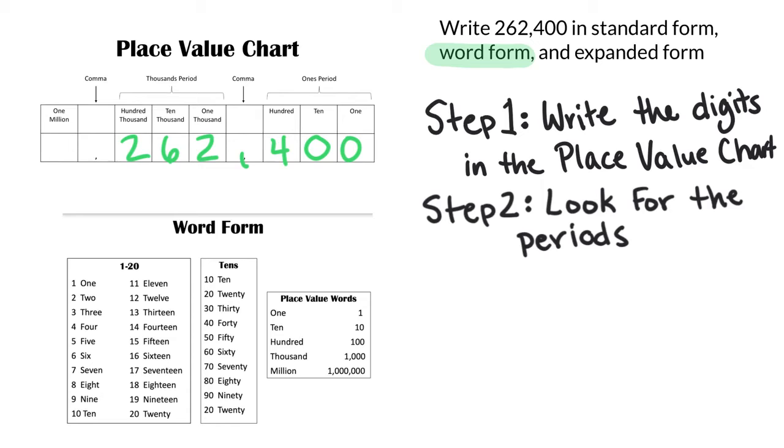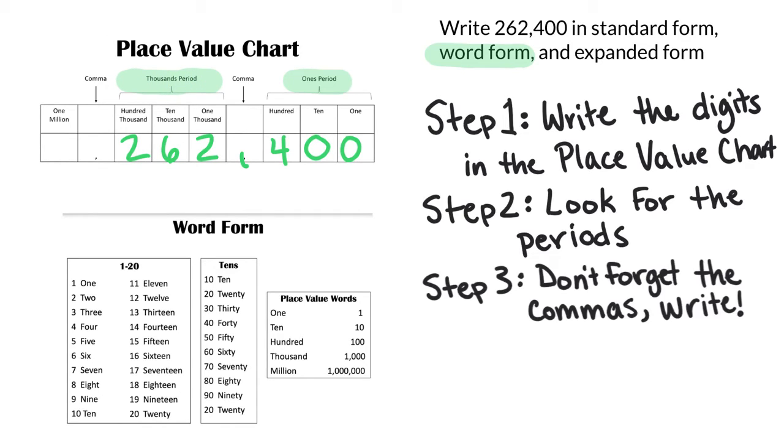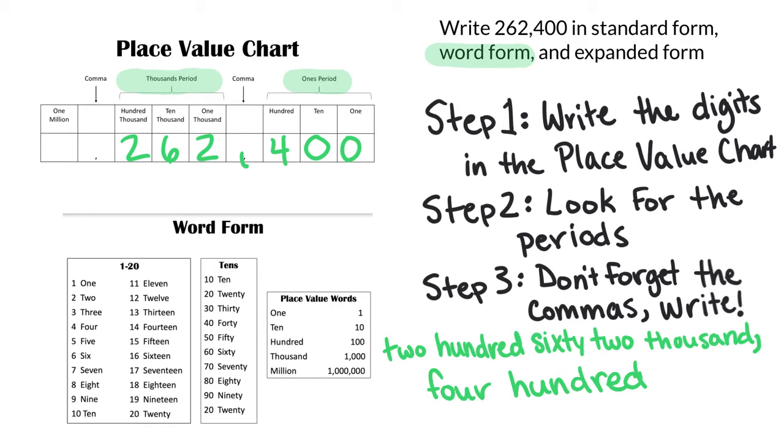All right, we want to look for the different periods that we have digits in. So we have digits in our ones period, and we also have digits in our thousands period. All right, so our last step, we don't want to forget the commas, and we're going to write our numbers. So we have 262,000, comma, 400. So our number in word form is 262,400.